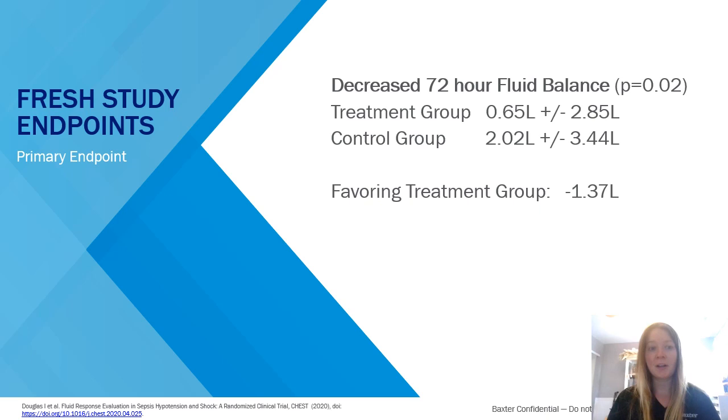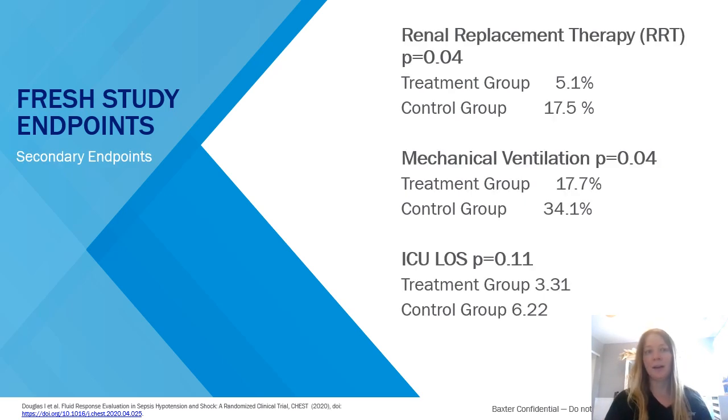So the FRESH primary endpoint was to show the fluid balance, which did favor the treatment group. There was 1.37 liters less on I's and O's after 72 hours. As far as the secondary endpoints, FRESH was looking at renal replacement therapy, which again favored the treatment group. The treatment group had 5.1% needing RRT compared to the control group, which needed 17.5%. Mechanical ventilation. Now this was the initiation of mechanical ventilation. However, it was almost a 50% reduction, 17.7% versus 34.1%.